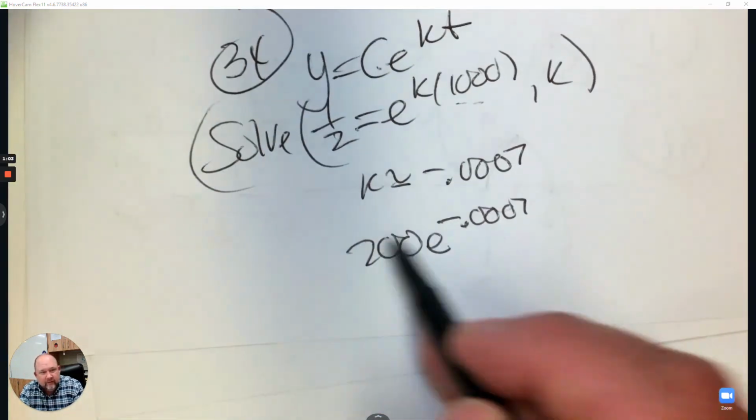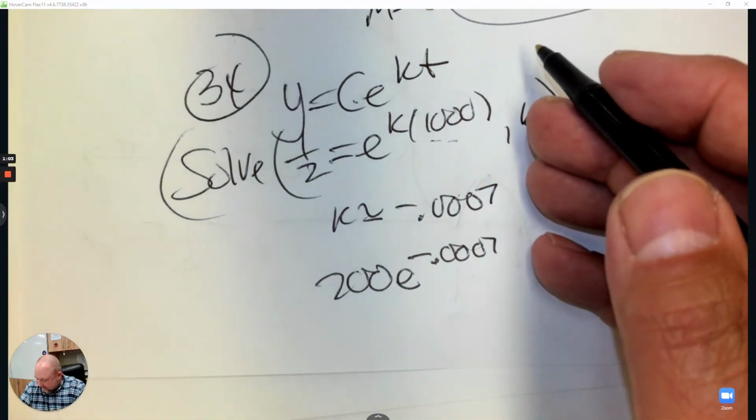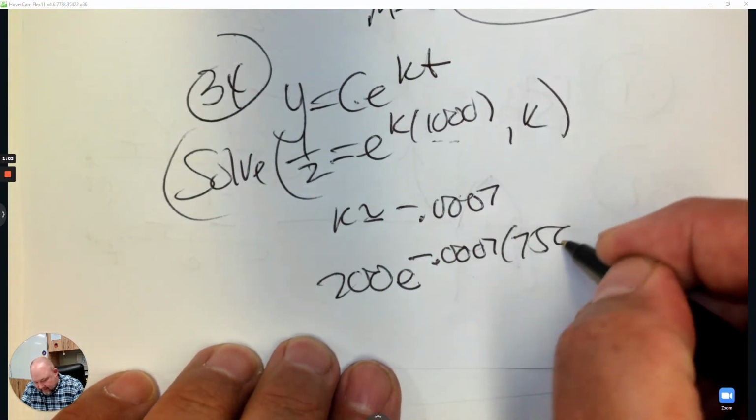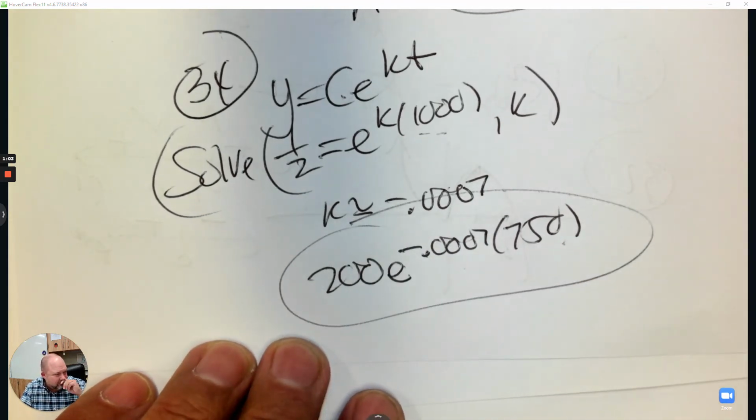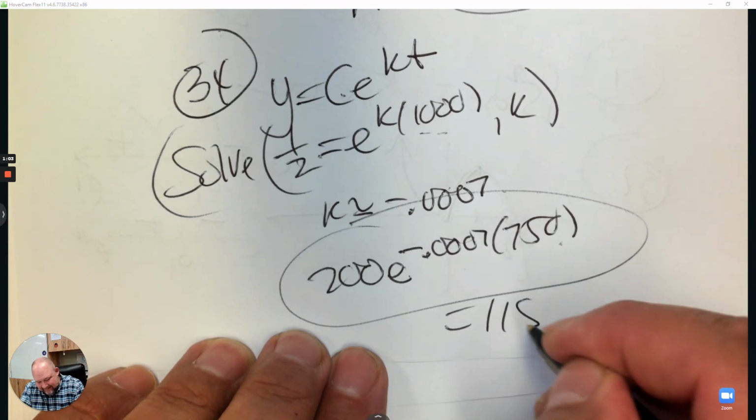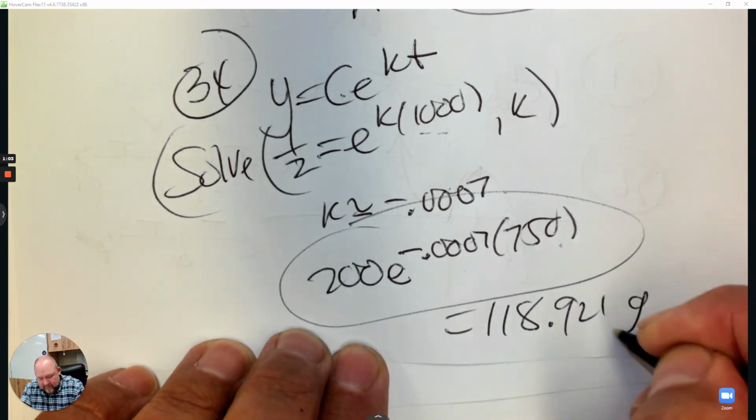Then how much of 200 grams? So 200 is C. We just found K. Will remain after 750 years. So then plug in 750. Use your calculator again. I'm sure you'll trust me. 118.921 grams would be left.